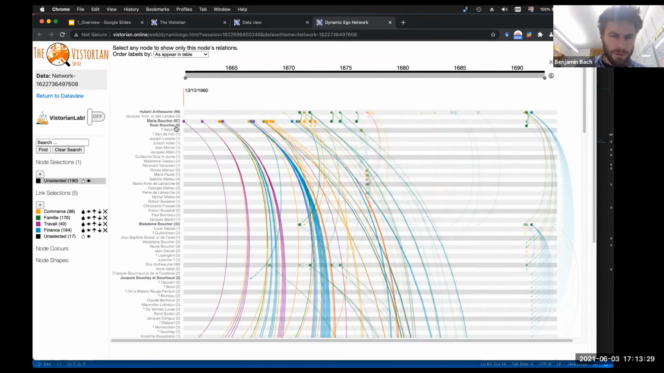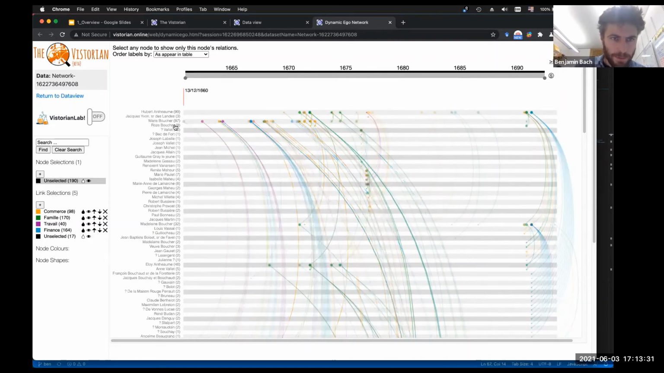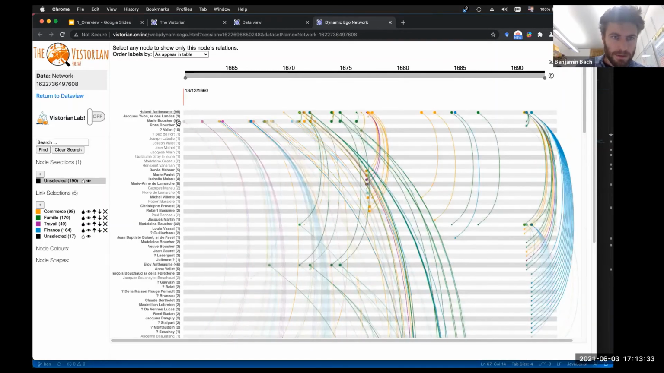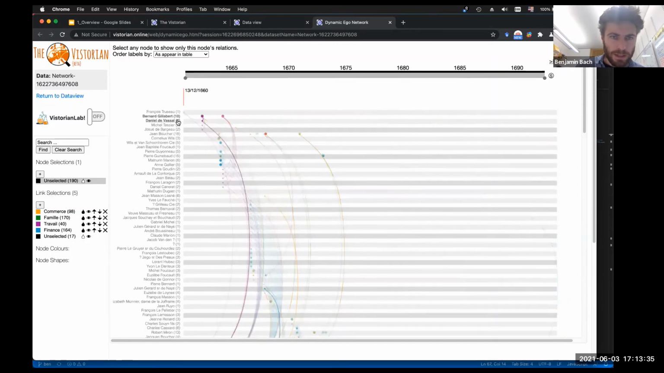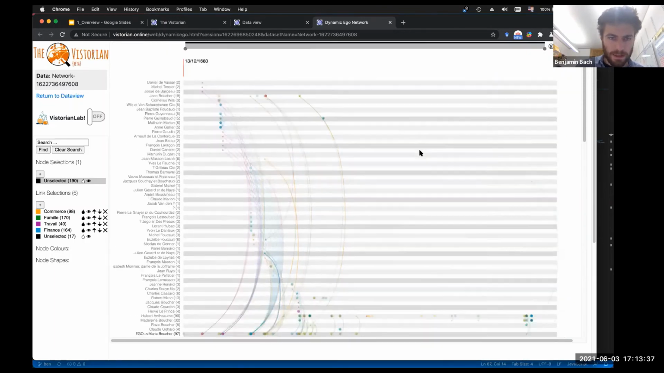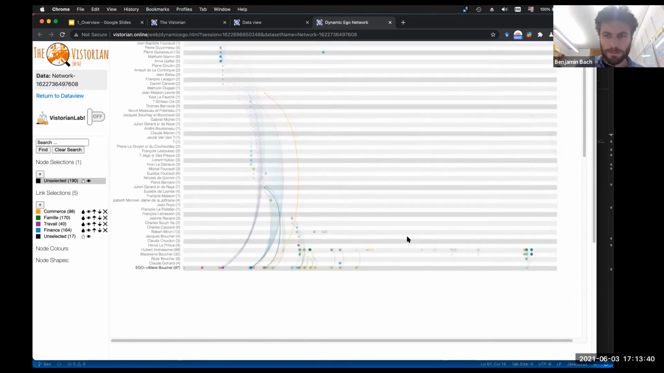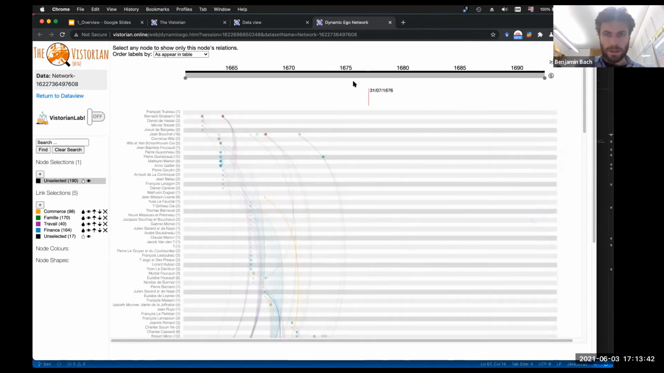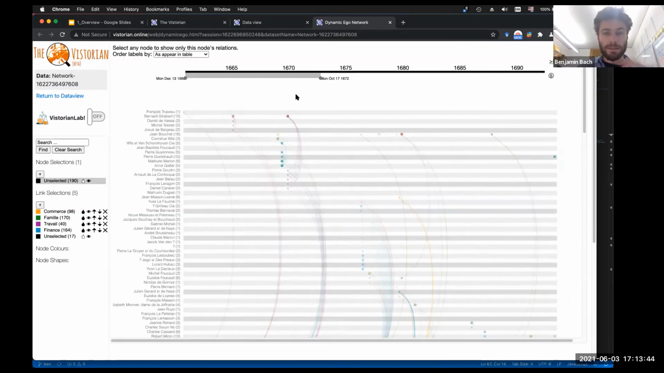And I can just filter this because it looks quite overwhelming. I totally agree. So let's just look at the letters from Marie Boucher, and that looks actually a little bit more readable, if you will. Again, I can zoom in here. Michelle will show the details.